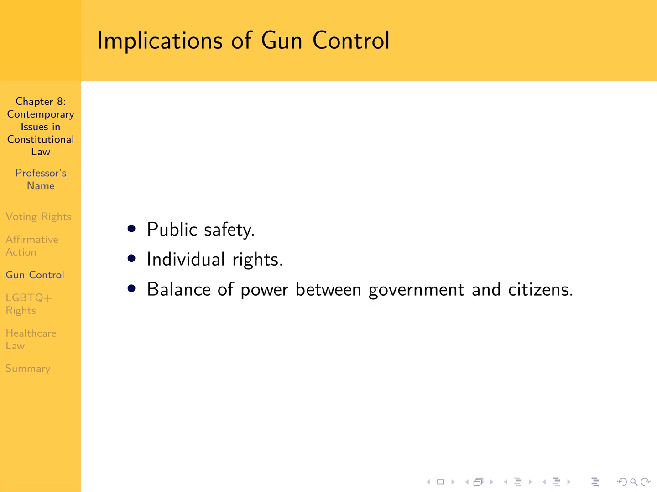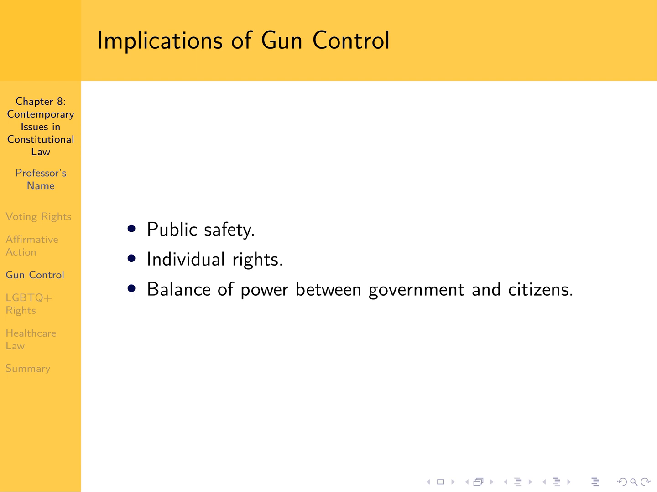Gun control measures have far-reaching implications that touch upon various aspects of society. Firstly, they play a crucial role in enhancing public safety by reducing gun-related crimes and incidents. Measures such as background checks and waiting periods help prevent individuals with a history of violence or mental illness from obtaining firearms, ultimately making communities safer.